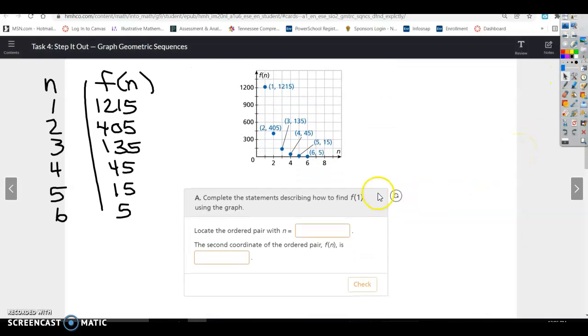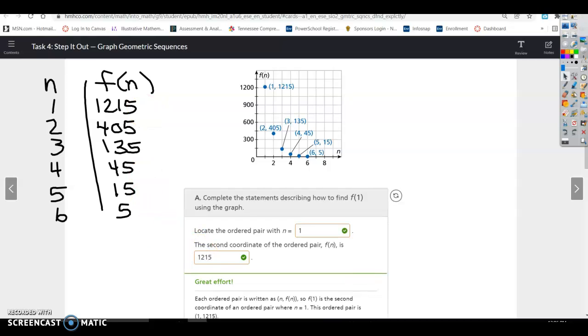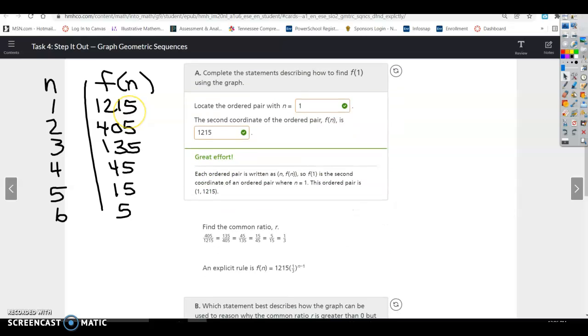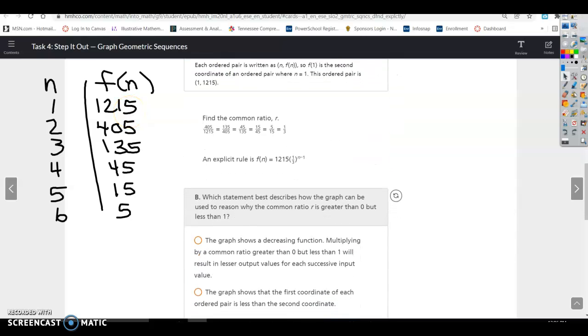The first one says complete the statements describing how to find f of 1. So this is your first term using the graph. Locate the ordered pair with n equals 1. So here's n equals 1. We can see that goes with 1215. So the second coordinate of the ordered pair, f of n, is 1215. You can see that straight from the graph here, but it's easy to see if you make a table as well.